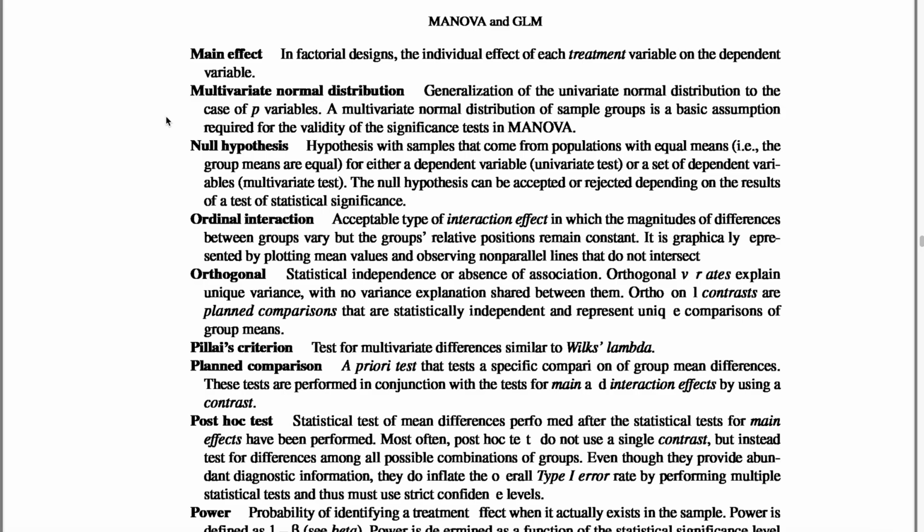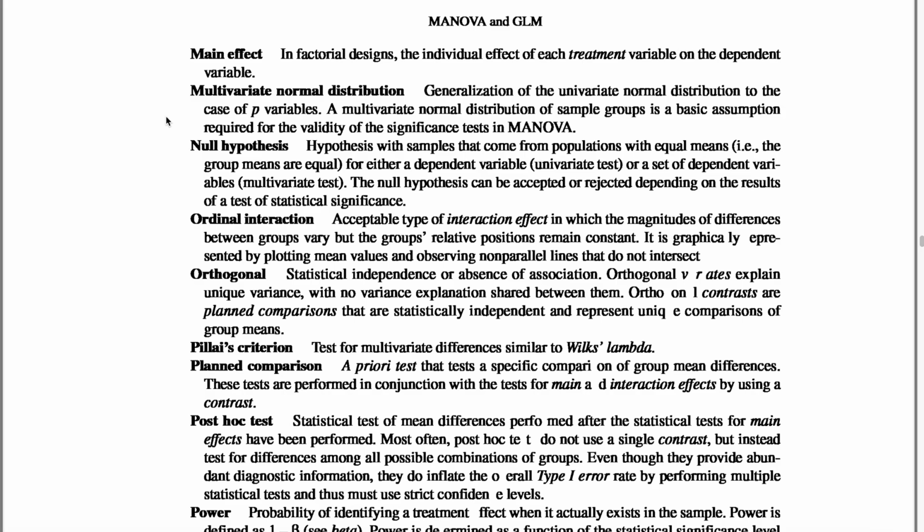Orthogonal: statistical independence and absence of association. Orthogonal variables explain unique variance with no variance explanation shared between them. Orthogonal contrasts, on the other hand, are planned comparisons that are statistically independent and represent unique comparisons of group means.